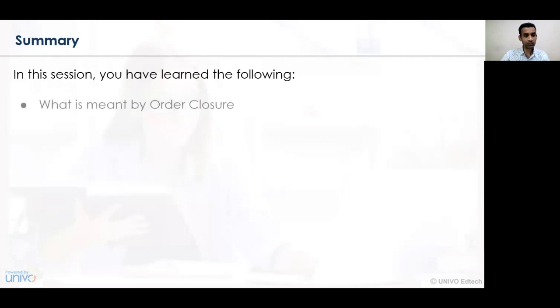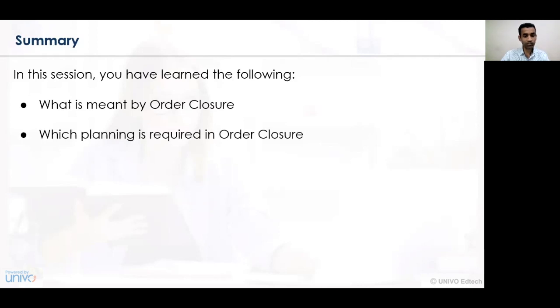In this session, we have understood what we mean by order closure, what the various planning activities required for an order closure are, and lastly, how we implement the order closure process in the organization. Along with that, we have also seen how, after the completion of the order closure, we complete the process or activities of the project closure.